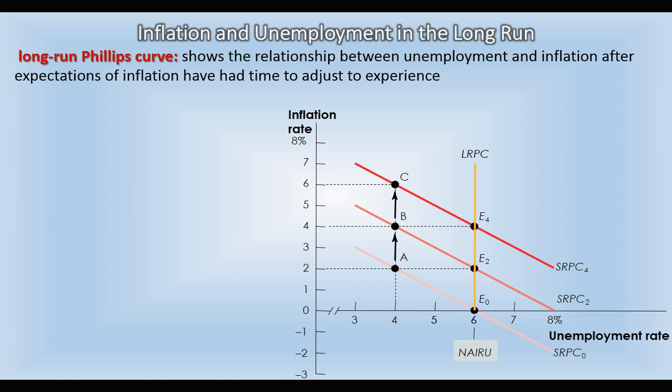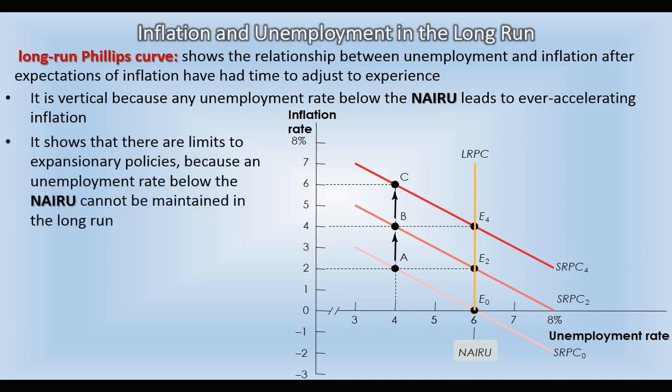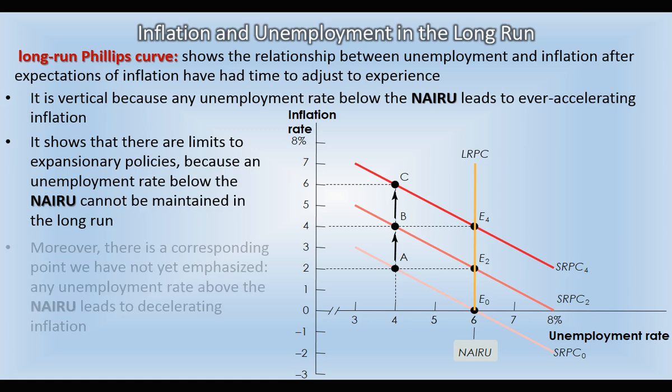So it shows the relation between unemployment and inflation after expectations of inflation have had time to adjust to experience. So it basically represents the state at which all expectations are fully incorporated into the actual rate of inflation. It's vertical because any unemployment rate below the NAIRU leads to ever accelerating inflation. It shows that there are limits to expansionary policy because an unemployment rate below the NAIRU cannot be maintained in the long run. If you try to expand the economy too much via expansionary policies, you're going to wind up at a point where your unemployment rate is below the NAIRU, which will lead to accelerating inflation.